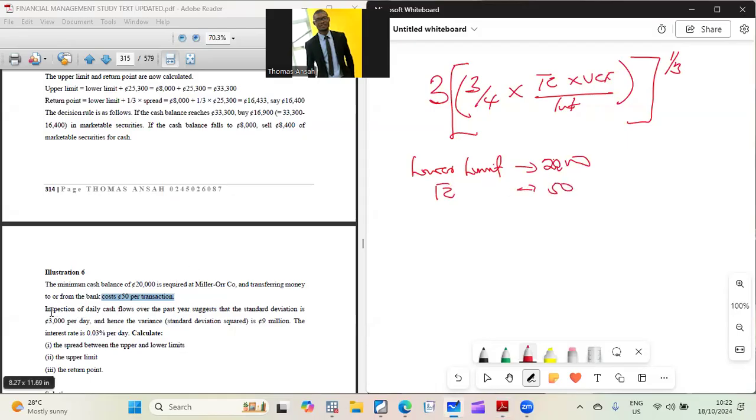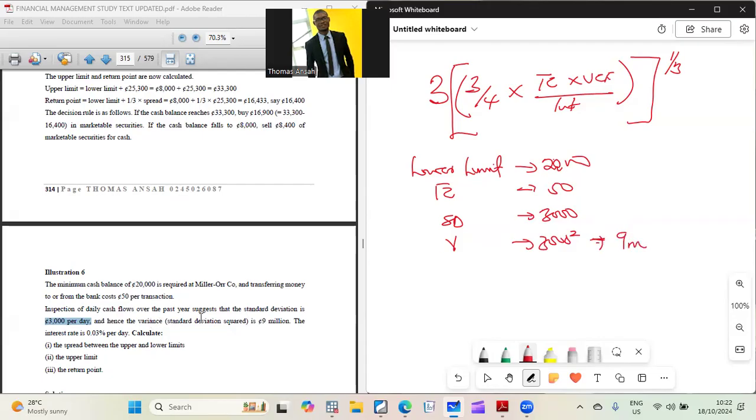And they said that inspection of daily cash flow over the past year suggests that the standard deviation is 3,000. You know, they've given us standard deviation. We don't need standard deviation. We need what? Per day. So it's 3,000 per day, but we need variance. So variance will be equal to standard deviation squared. And how much is that? 3,000 squared is 9 million. So that is that.